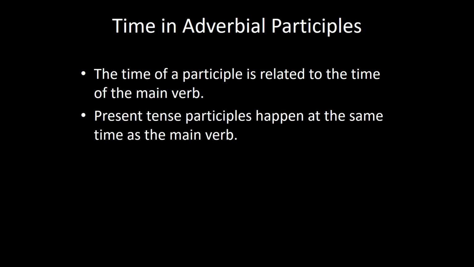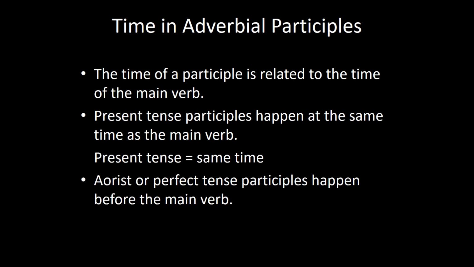So a present tense participle happens at the same time as the main verb. So some people will call these continuous participles. But just say present tense participle equals same time. In an aorist participle or a perfect tense participle, they happen before the main verb. So aorist or perfect tense equals prior time.